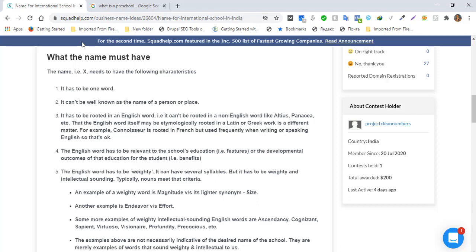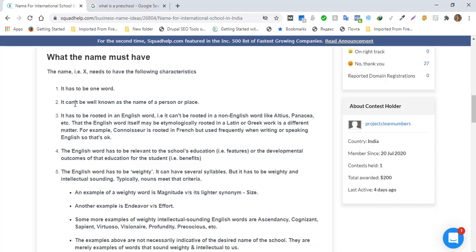Then we now have what the name must have. The name, that's X, needs to have the following characteristics. It has to be one word. Now you need to follow this instruction to the letter, and this is basically why many of them will be rejected straight out. If it is two words, it doesn't want two words. Like Cognitus that he gave as an example is just one word. But if you now have, say, great children, I'm just giving that as an example, that's a two-word name, which will be rejected immediately because they just want one word.